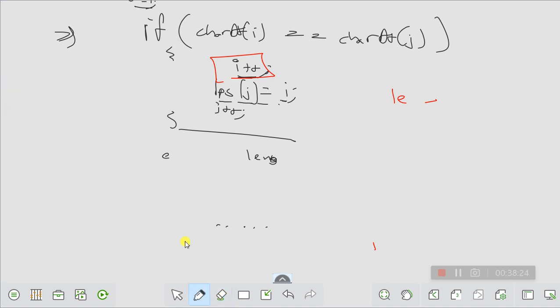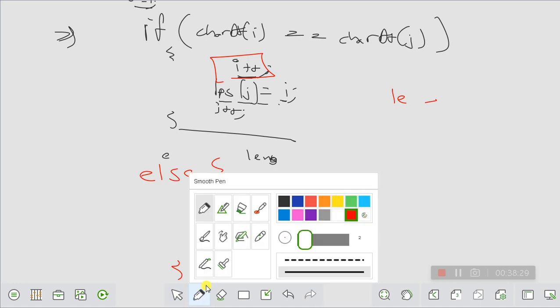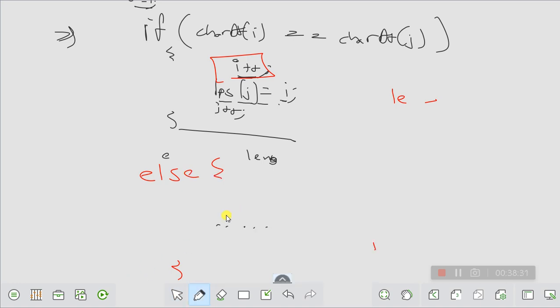So what I'm going to write is else. What if my characters are not equal? Then I'm going to do something which is length will become, or I will say I will become, because I is something which is representing the length. So I will become LPS of I minus 1. Quite simple, right? But what if my I is 0? If my I is equal to 0, then I cannot have I minus anything like I minus 1, because it is going to give me array index out of bound exceptions.